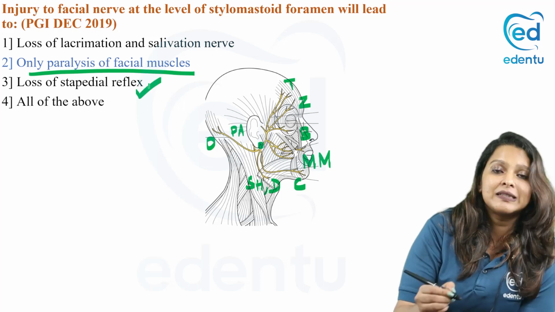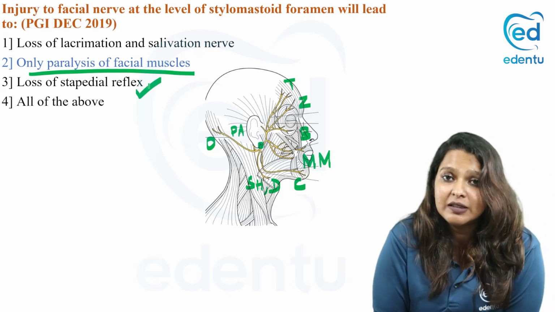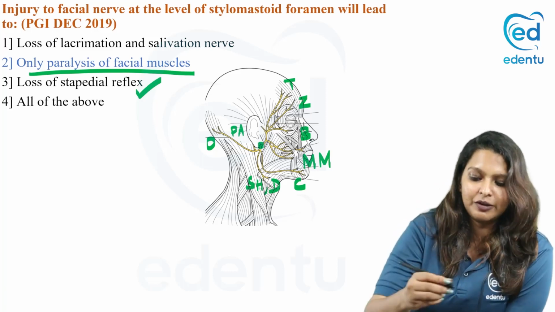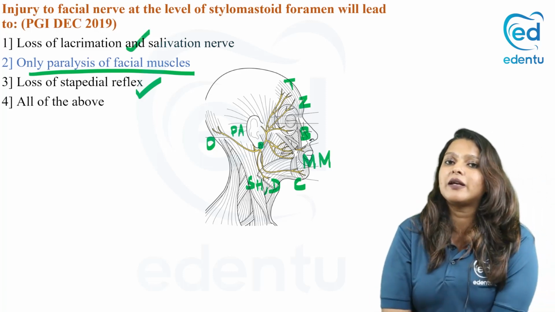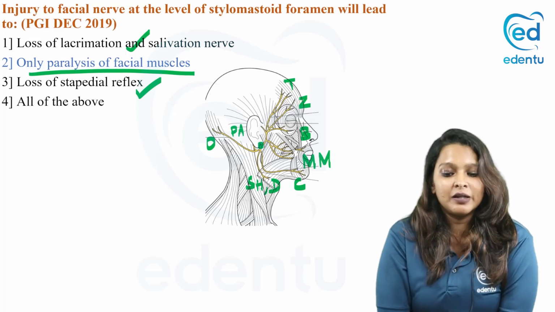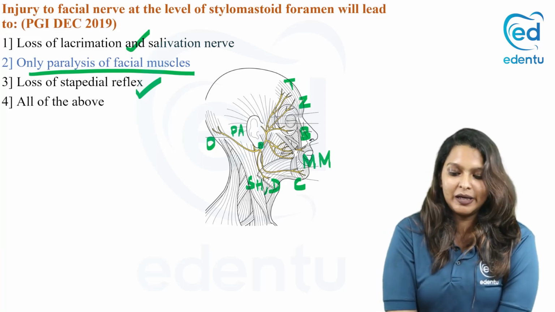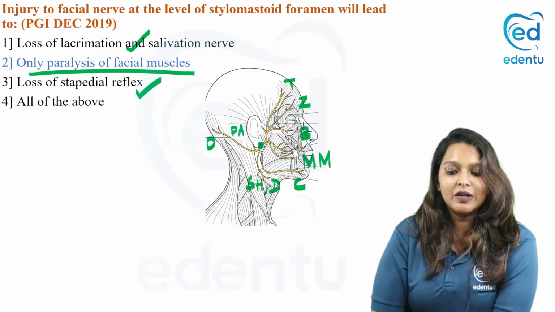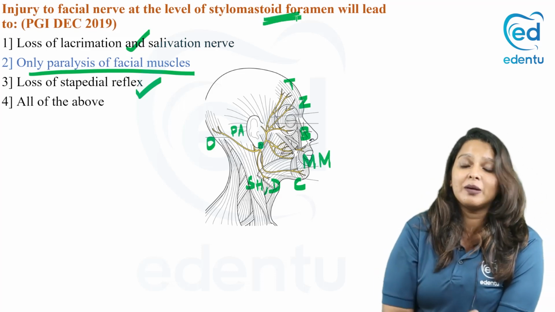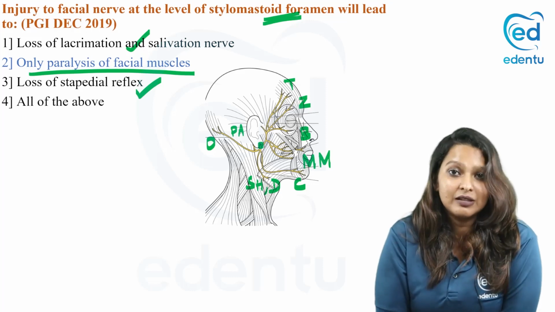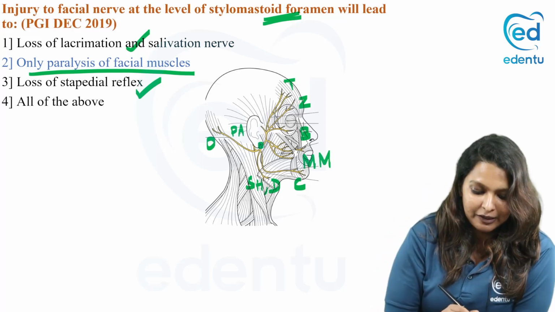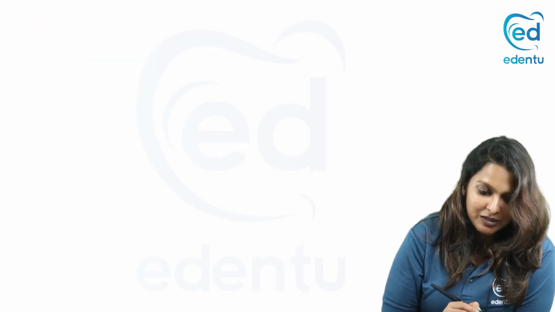The stapedial reflex is patent because the nerve to stapedius emerges way before it exits the stylomastoid foramen. Similarly, the supply to the lacrimal and salivary glands is also patent. So that is about the injury to the facial nerve at the level of the stylomastoid foramen, based on which branch arises from which part of the facial nerve. You have to identify what are all the possible symptoms.